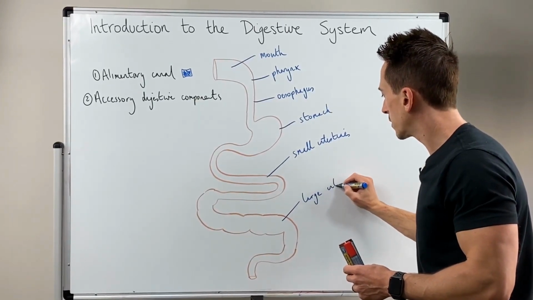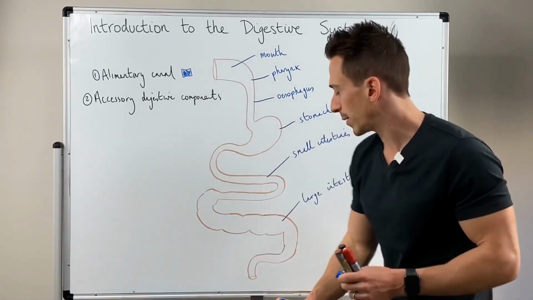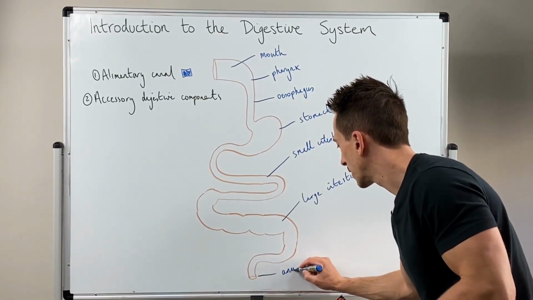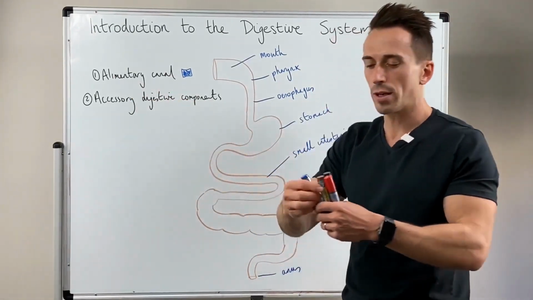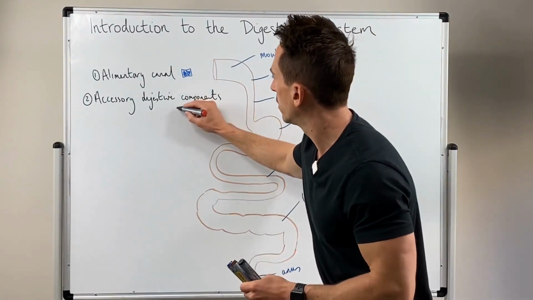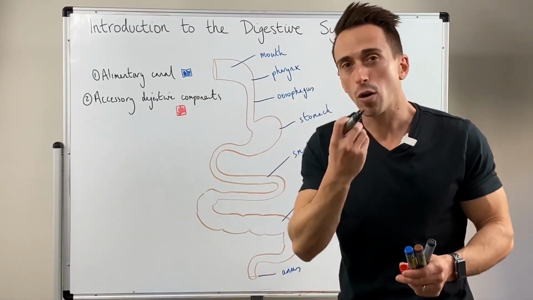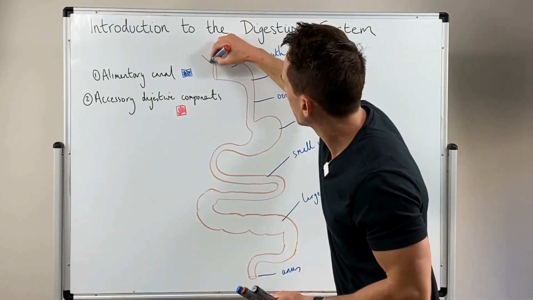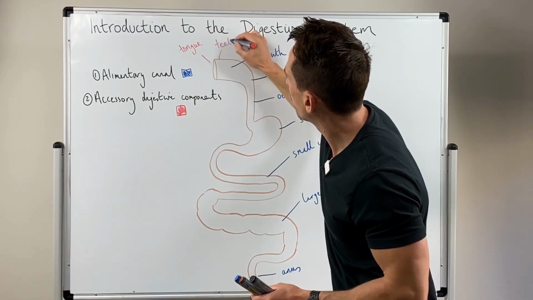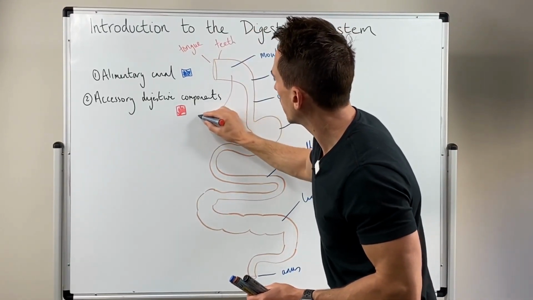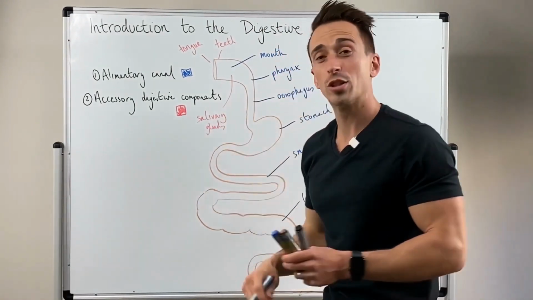Now, the large intestines, right at the very end, which is the final structure of the alimentary canal, is that of the anus. Now, these in blue are all aspects of the alimentary canal. The accessory components, which we're going to highlight here in red, include those of the oral cavity, which includes the tongue, teeth, and salivary glands, of which there are many kinds.